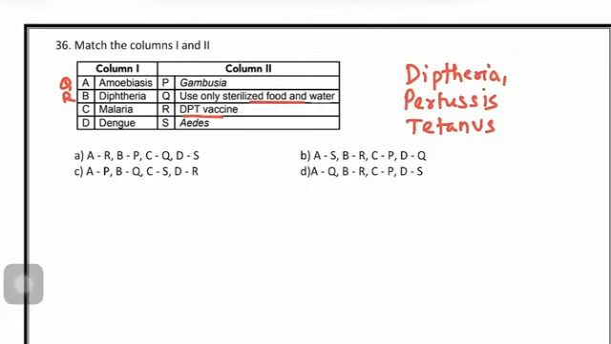Malaria. Malaria is spread by mosquito and gambusia is a fish that eats mosquito larvae. Okay, so it goes with P. Dengue is caused by a virus and spread by Aedes mosquito. So it goes with S. So the correct option is D. A Q, B R, C P, D S.